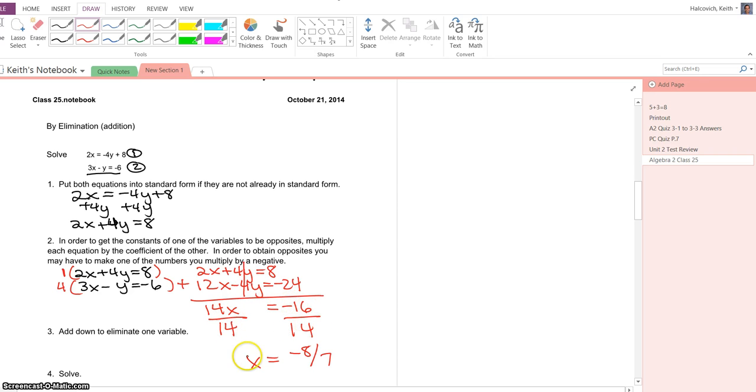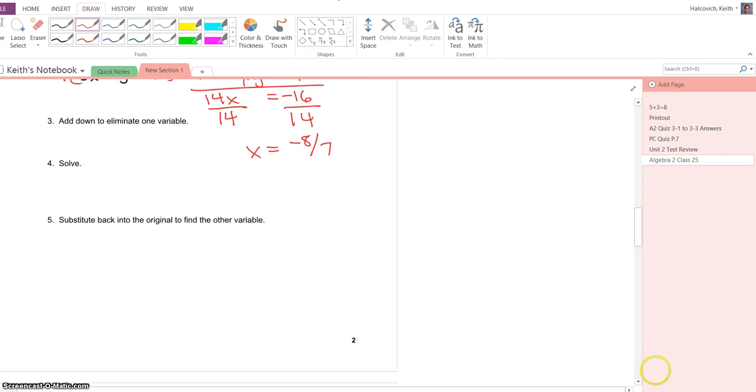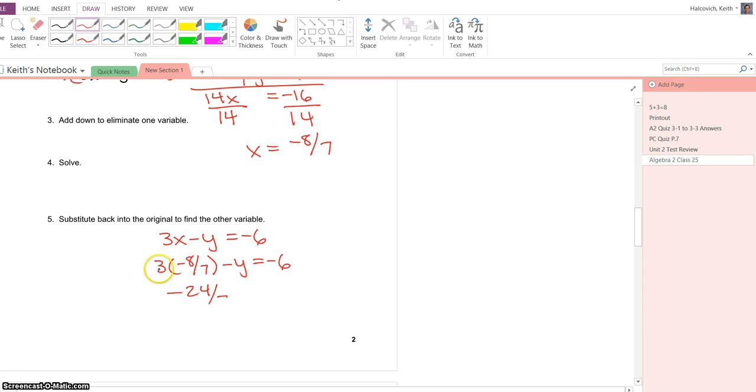So once we get x equals negative 8/7, then what we can do is we can substitute back into the original equation. So remember, 3x minus y equals negative 6. So 3 times negative 8/7 minus y equals negative 6. So negative 24 over 7 minus y equals negative 6. Multiply by 7.